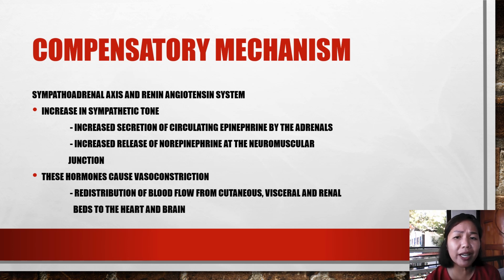But the downside to this is that chronic sympathetic stimulation has detrimental effects since there is increase in myocardial oxygen demand. And there is also an increase in the afterload and increase in metabolism. Vasoconstriction can also decrease blood flow to the kidneys, the liver, and GI tract. And these are the reasons for the use of therapeutic agents for heart failure.